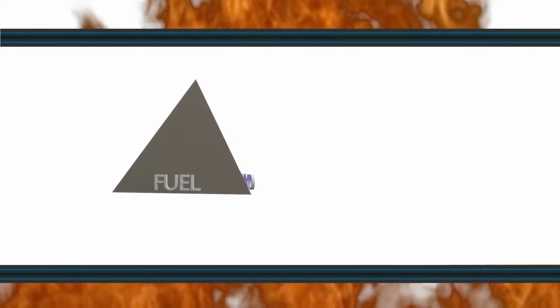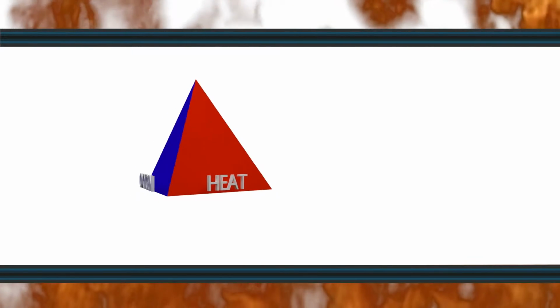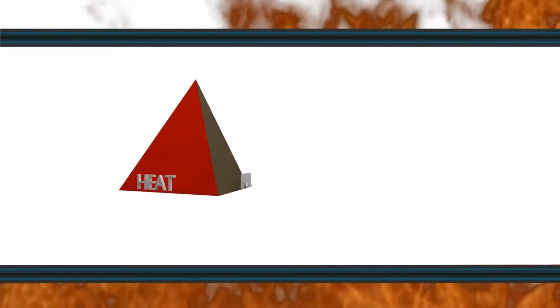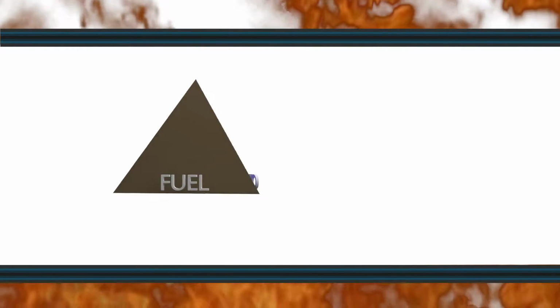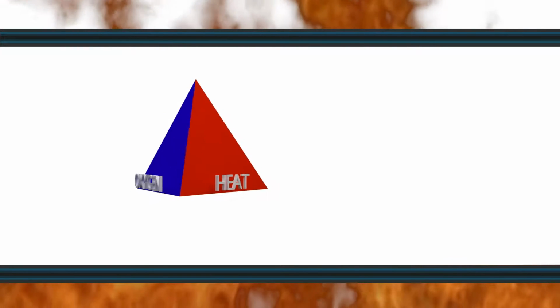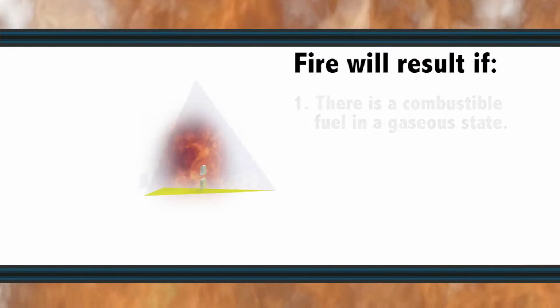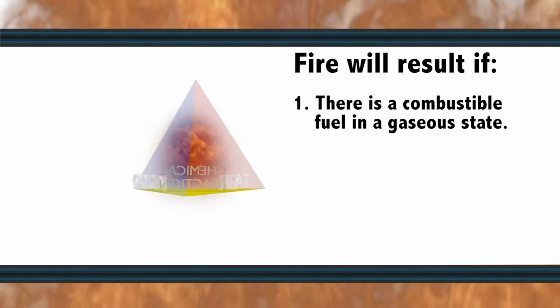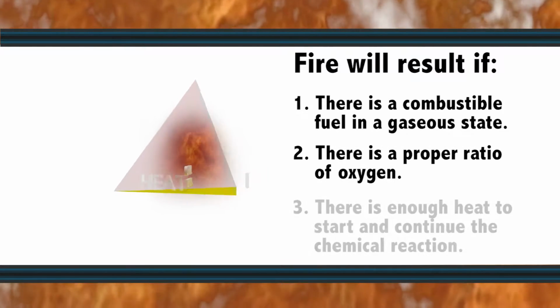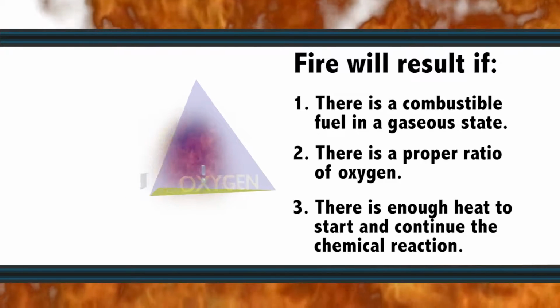The fire tetrahedron is a useful tool to understand fire and to describe what is needed to create a fire. There are 4 components to the fire tetrahedron. There are 3 components that represent fuel, oxygen, and heat. The 4th component represents the chemical reaction that occurs when fire is burning. By creating an environment that has a combustible fuel in a gaseous state, a proper ratio of oxygen, and enough heat to start and continue the chemical reaction, fire will result.